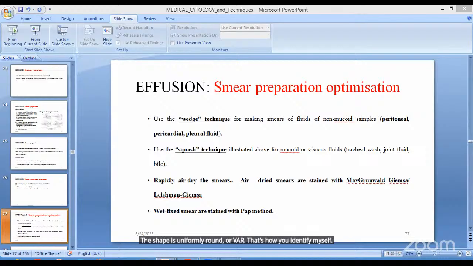The nucleus is dark purple. You can see it, dark purple, same intensity.